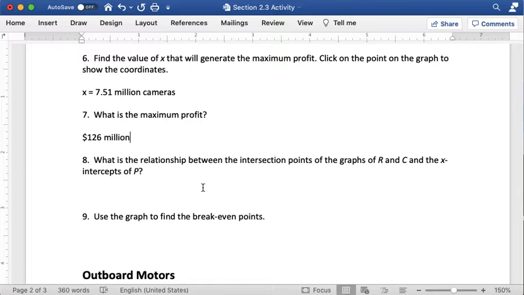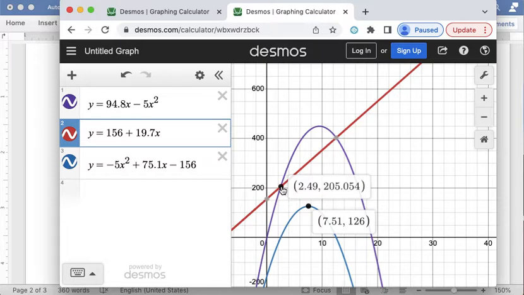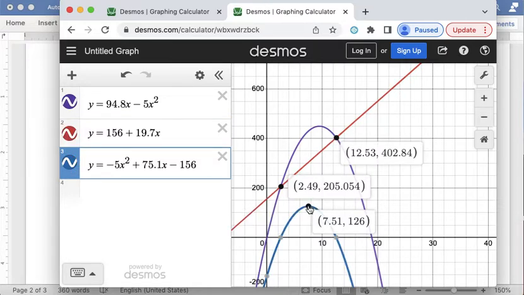Question 8 says, what is the relationship between the intersection points of the graphs of R and C and the x-intercepts of P? So let's look at the graph here to see that. We're looking at the revenue and cost. This is where they intersect. There are 2 points where they intersect, these 2 points here. I'll turn this maximum profit point off to get it out of the way. So these 2 points are where revenue and cost are the same, because the purple is the revenue, the red is the cost. Where they are crossing is where they are equal.